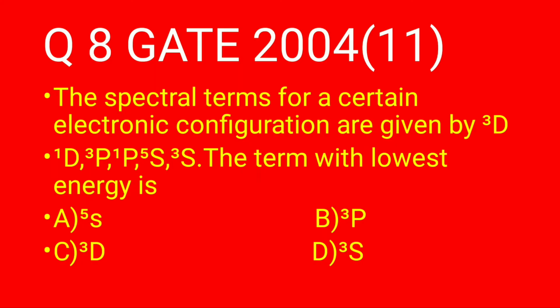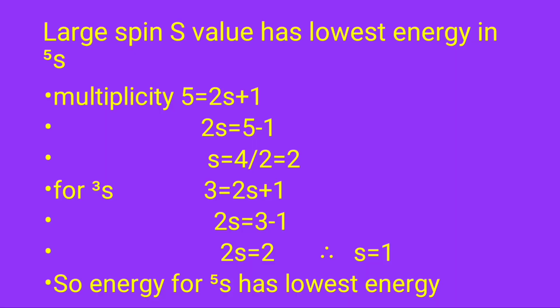Question number 8. The spectral terms for a certain electronic configuration are given by 3D, 1D, 3P, 1P, 5S, 3S. The term with lowest energy is option A, 5S, option B, 3P, option C, 3D, option D, 3S. Generally, a large spin S value has lowest energy. Here 5S has the largest spin.